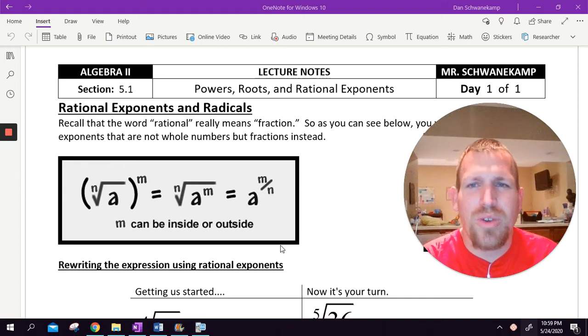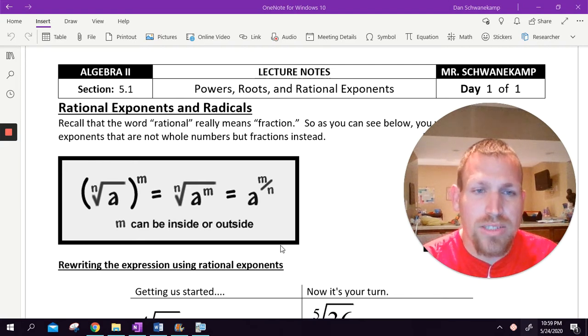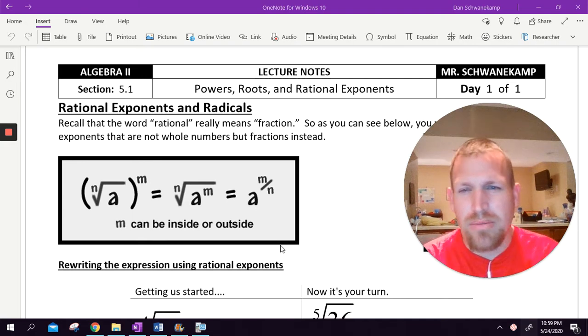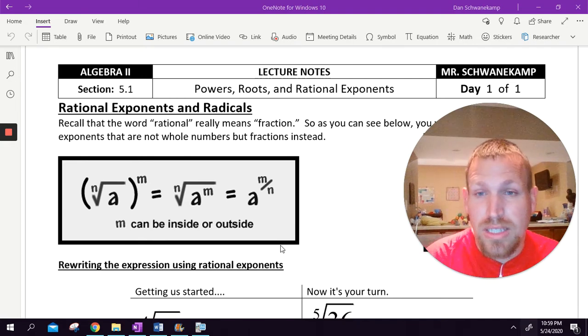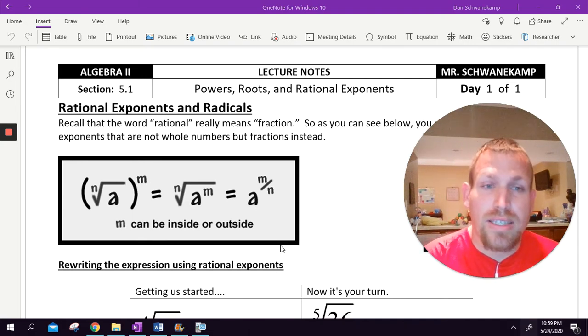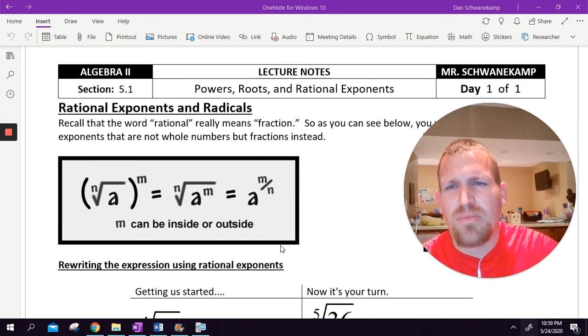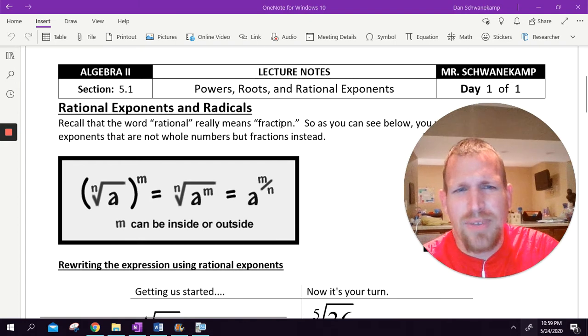We are starting Unit 5 today. Today we're talking about powers, roots, and rational exponents. In general, just a little bit about going back and forth. How are those things connected? How is a radical connected to an exponent? How are powers and rational exponents connected? Remember, when we say rational, just a fancy word for fraction.